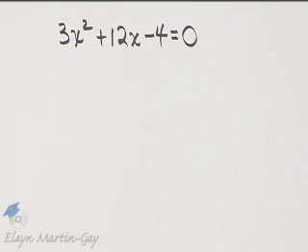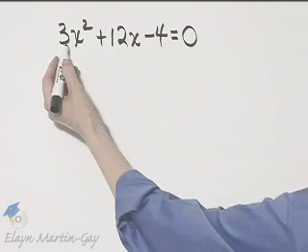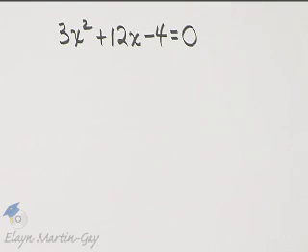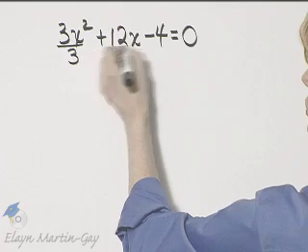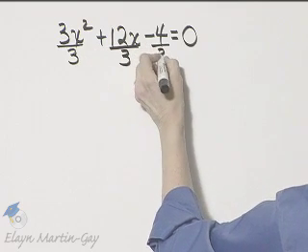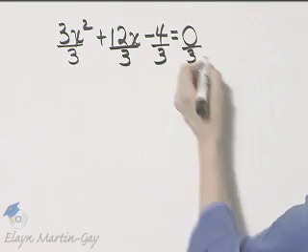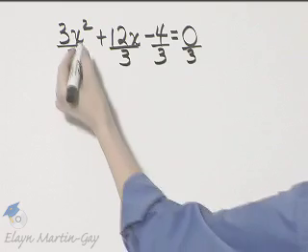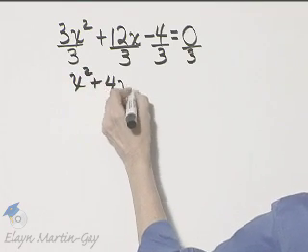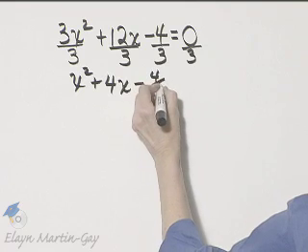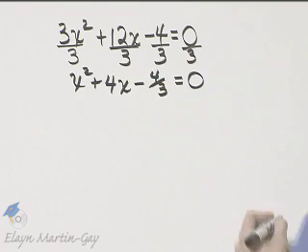To solve this by completing the square, remember the coefficient of the squared variable needs to be 1 or an understood 1. So let's begin by dividing through. We'll be dividing every term by the coefficient of x squared, which is 3. Then I'll have x squared plus 4x minus 4/3 is equal to 0.